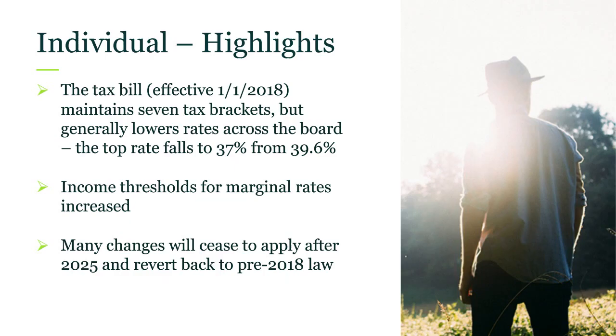Thanks, Jennifer. Ultimately, how the tax bill impacts each individual or family depends on which state you live in, household income and wealth level, family size, whether you own a home, among a variety of other facts and circumstances. The tax bill, effective 1/1/2018, maintains 7 tax brackets, but generally lowers rates across the board. The top rate falls to 37% from 39.6%. With that being said, the new restrictions on deductions may cause many taxpayers to be in a higher effective tax rate than they previously were.